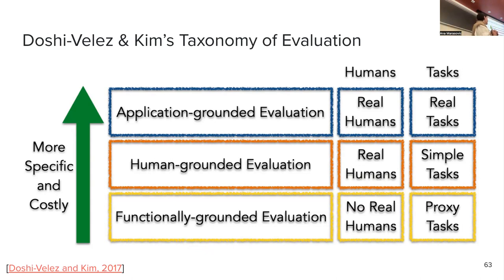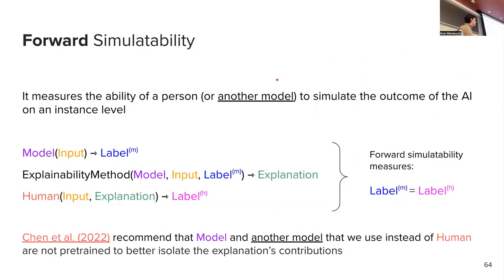Some of them were human grounded, for example, plausibility of free text explanations, where we deploy people on crowdsourcing platforms and ask them whether this explanation justifies the answer. This is an example where we have actual people telling us about the quality, but again, in a made up setup. They are not actually going to, in the real world, be doing this kind of evaluation of explanation. So what we need is application grounded evaluation, where we have real humans, real tasks.